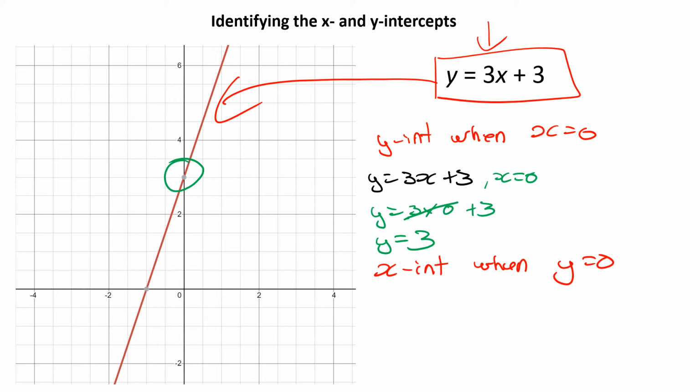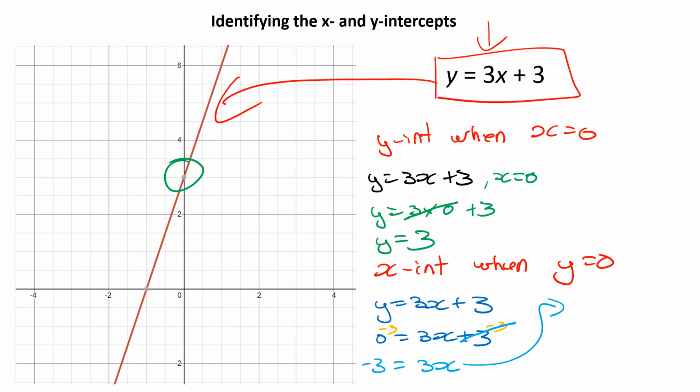So what happens when we said x-intercept when y equals 0? I'm going to write that equation, y equals 3x plus 3. And now I've said y equals 0, so it's going to be 0 equals 3x plus 3. This is similar to what we've done before. What I need to do is move that 3, so let's go -3 on both sides. What I'm going to get is -3 equals 3x, because remember that's going to cancel out.